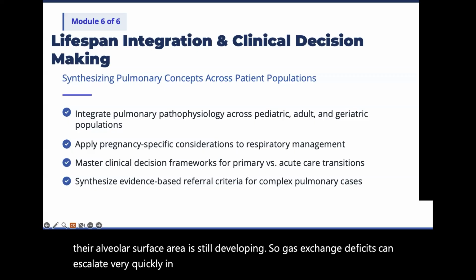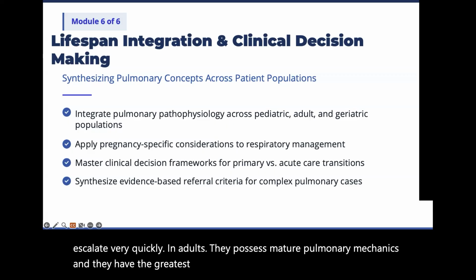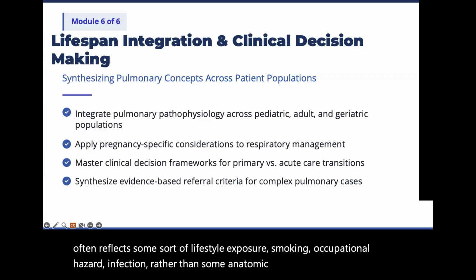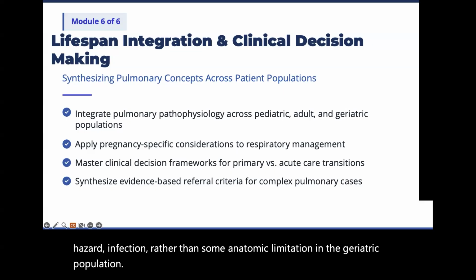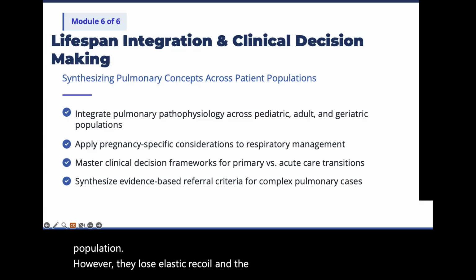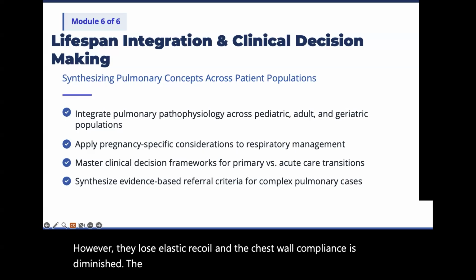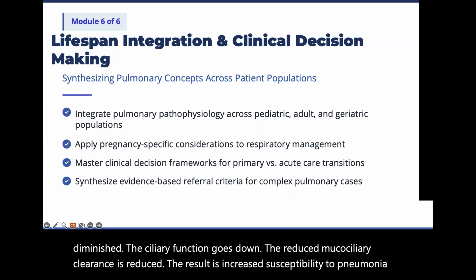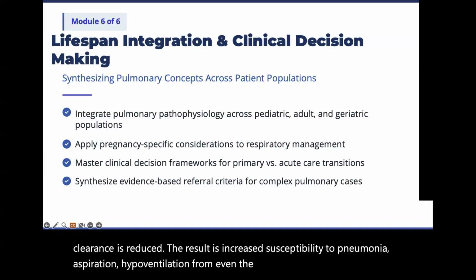Adults possess mature pulmonary mechanics and have the greatest homeostatic resilience. Here, the disease often reflects some sort of lifestyle exposure, such as smoking, occupational hazard, or infection, rather than an anatomic limitation. In the geriatric population, however, they lose elastic recoil and chest wall compliance is diminished. Ciliary function goes down and mucociliary clearance is reduced. The result is increased susceptibility to pneumonia, aspiration, and hypoventilation from even the slightest physiologic insult.